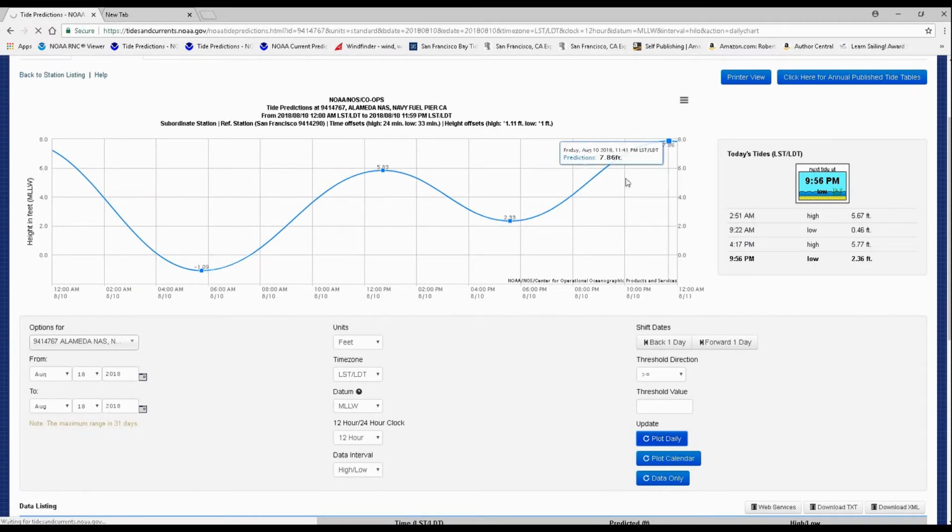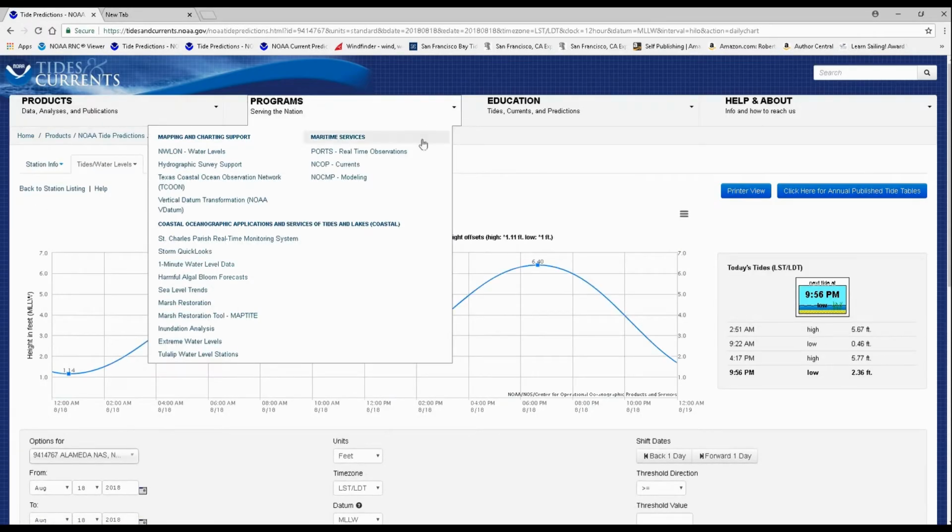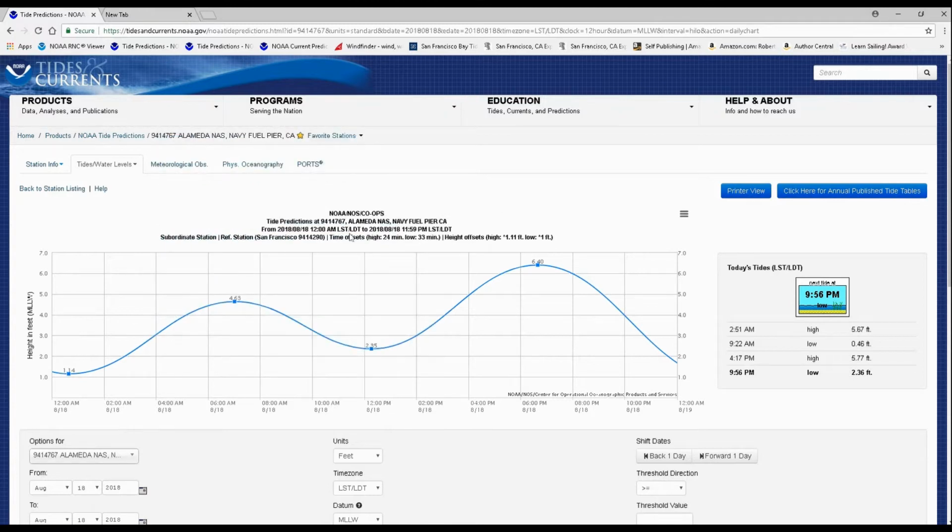Now, I've picked the Alameda Naval Air Station because that's the closest to my port. You should pick the closest to your port, whatever that is. Most people use the Golden Gate tides as a general reference for the entire bay, but they're not exactly the same. They can be off as much as a foot during a high tide, and up to 6 inches during a low tide.